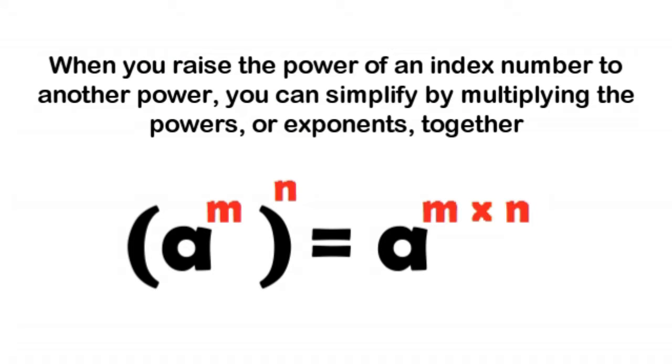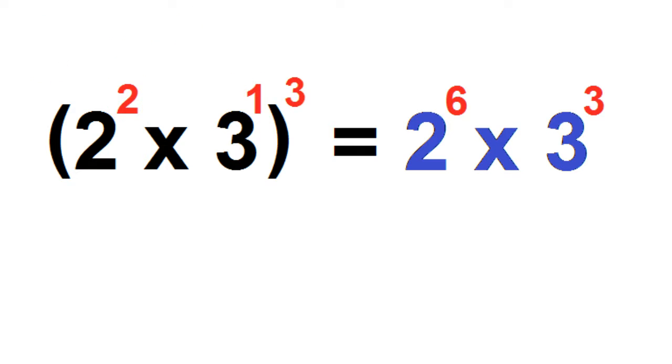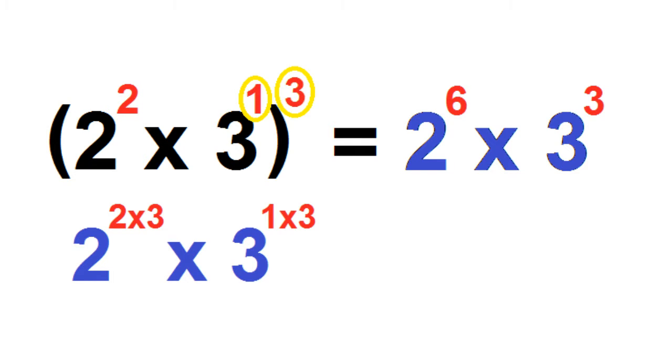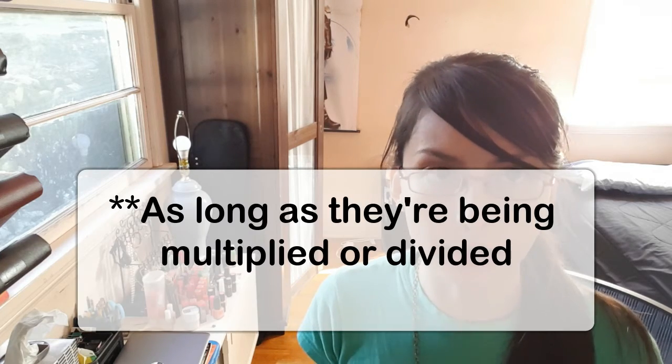Now our index law for powers tells us that we can take a shortcut when we're calculating index numbers that are in brackets. We can simply multiply the exponent outside the bracket with the one inside the bracket. And we can actually do this in this example as well. We just have to make sure we're doing it to all the index numbers inside the brackets. So we would get 2 to the power of 2 times 3 times 3 to the power of 1 times 3. That gives us our answer of 2 to the power of 6 times 3 to the power of 3. So the longer version of this index law is if you have multiple index numbers inside a pair of brackets, all you have to do is multiply the exponent outside the brackets with all of the exponents inside the brackets.